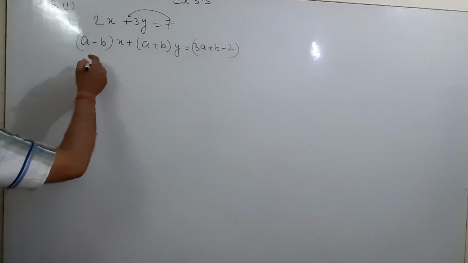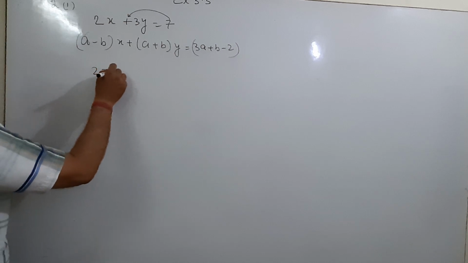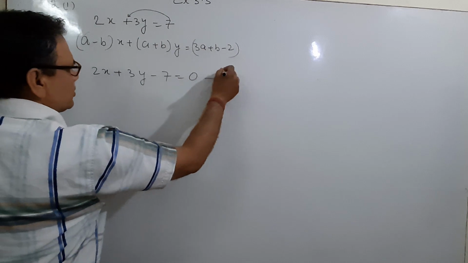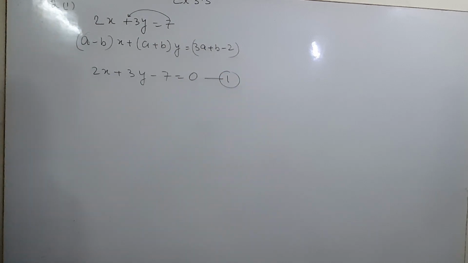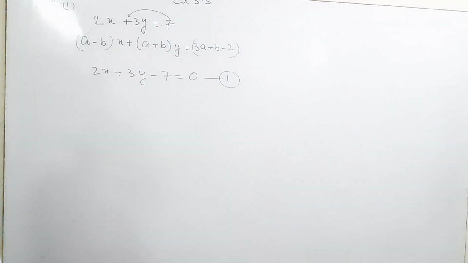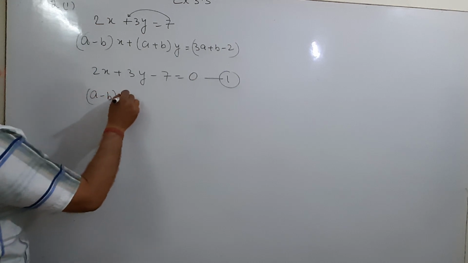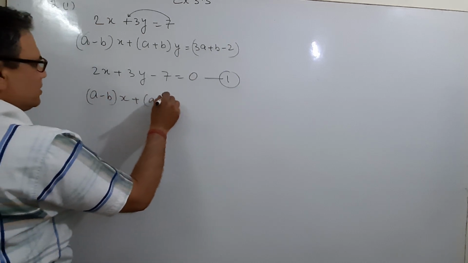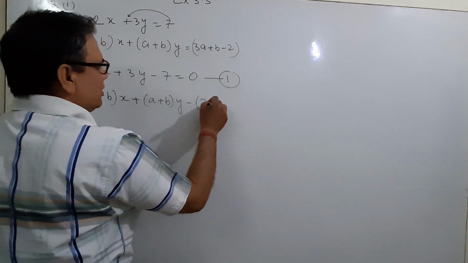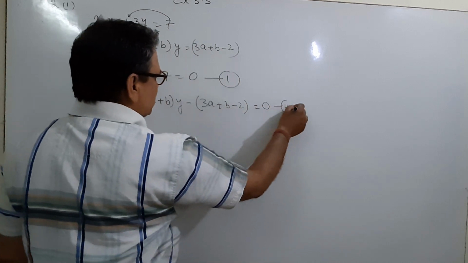Or you can solve by this method also, but I am writing 2x plus 3y minus 7 equal to 0, equation number 1. It is not compulsory to transfer 7 from right to left. And now similarly, (a minus b)x plus (a plus b)y minus (3a plus b minus 2) equal to 0, equation number 2.